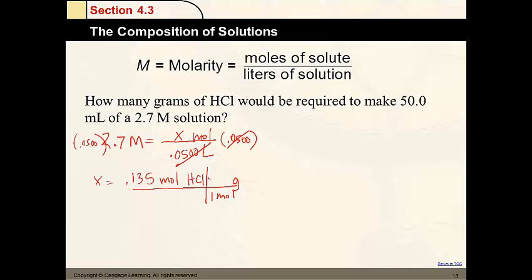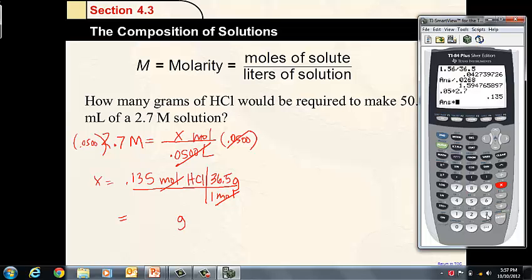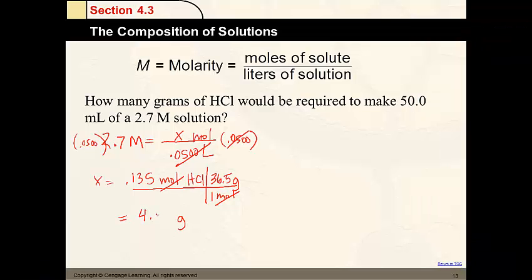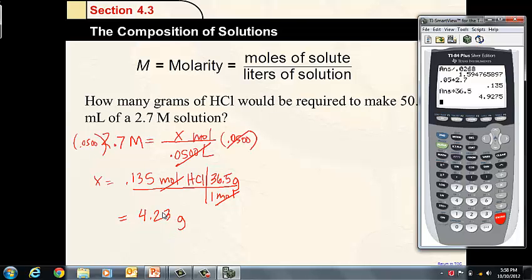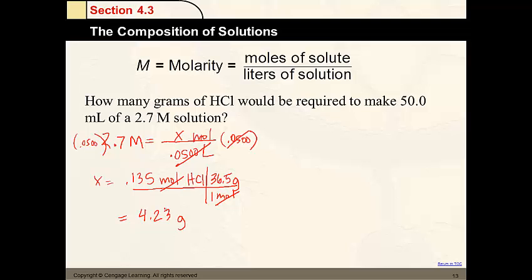1 mole is 36.5 grams. And so the number of grams would be equal to 4.23. Let's double check that. That's not right at all. 4.93, excuse me. I knew I'd remember that wrong. So 4.93 grams of HCl. That's one way to do the problem.